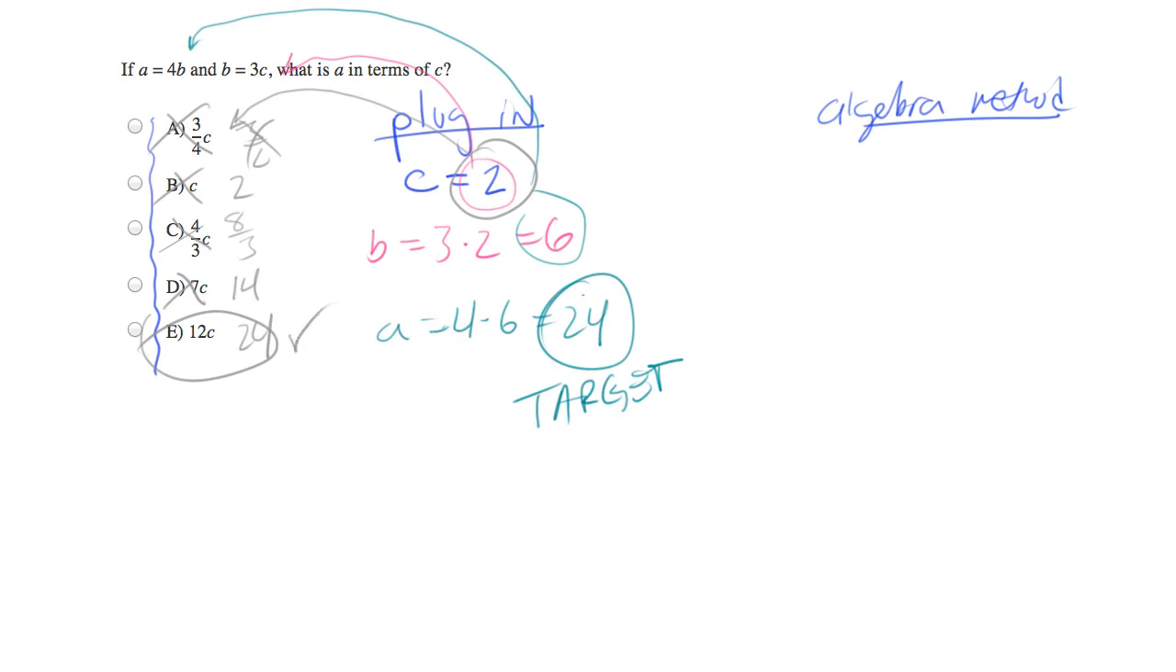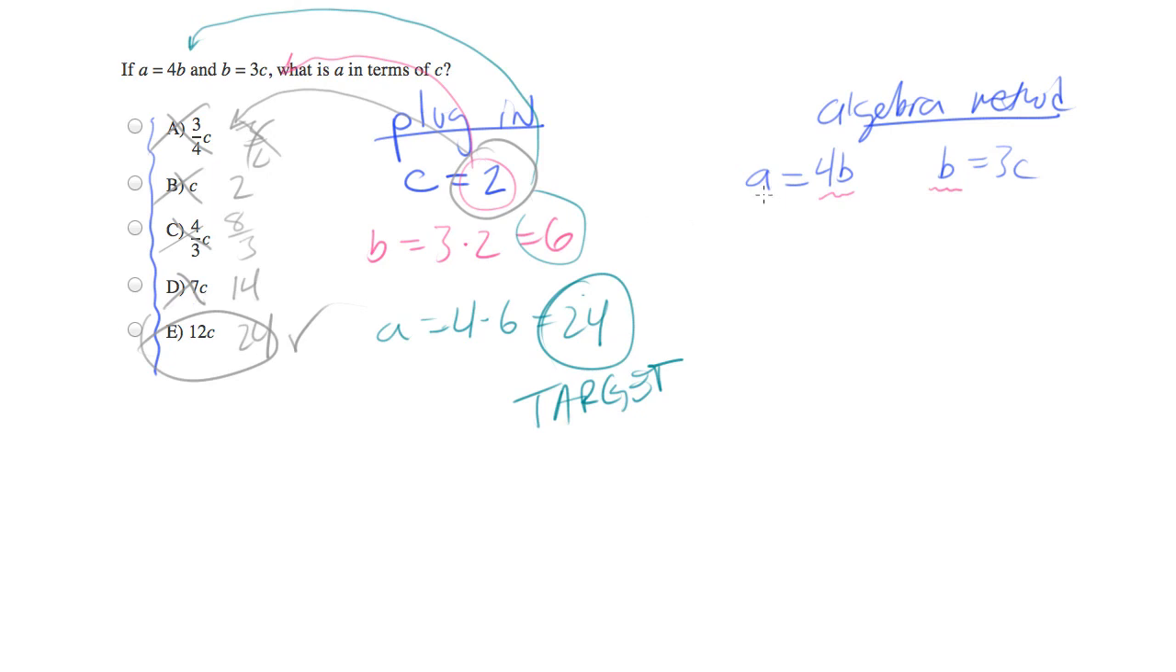Let's take a quick look at the algebra method, if that's the way that you chose to solve it. The algebra method is a little bit more taxing, logically speaking, because you have to deal with abstract variables, but it can be done. We want to solve for A in terms of C. So we have two equations here, and we need to eliminate the B variables because we want A in terms of C.